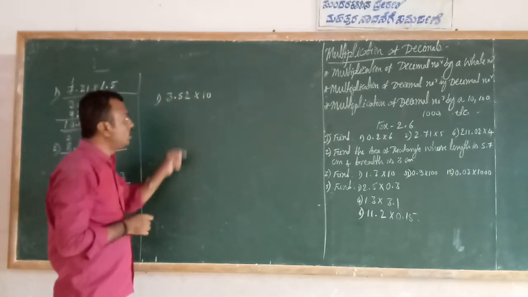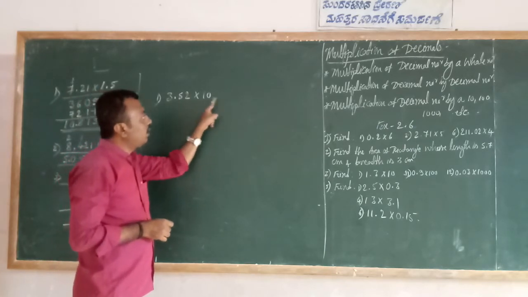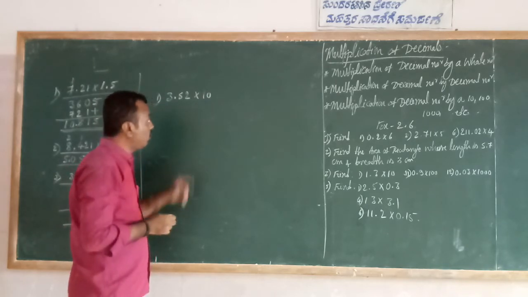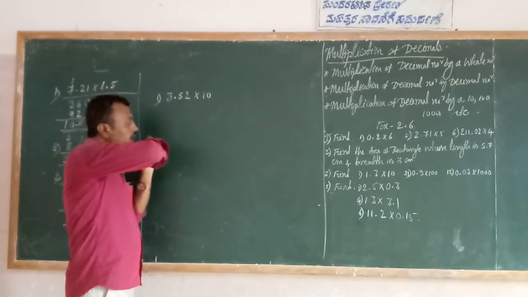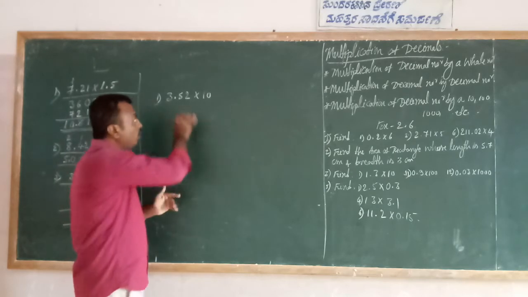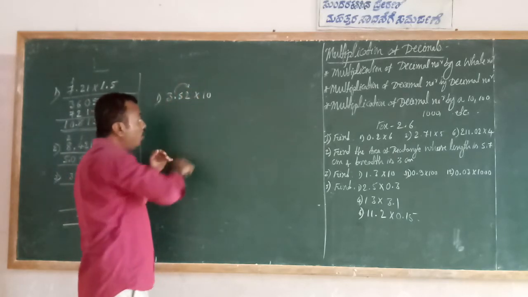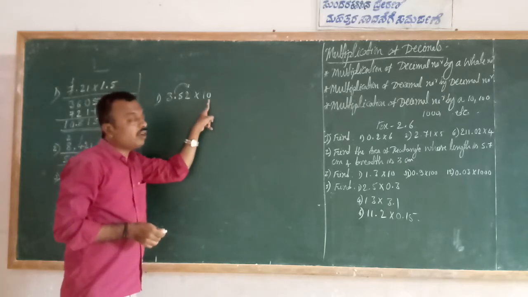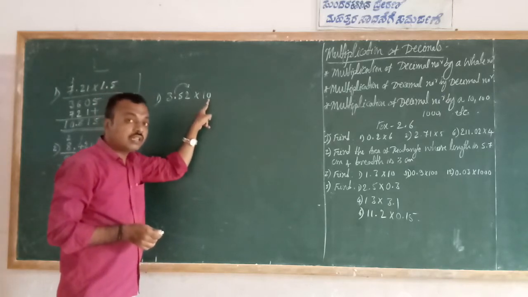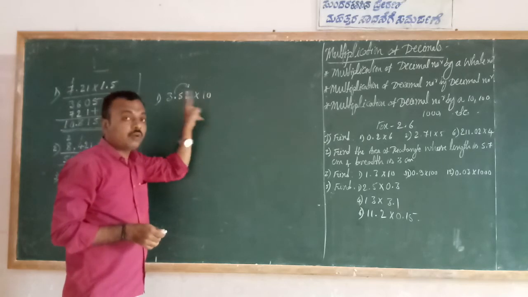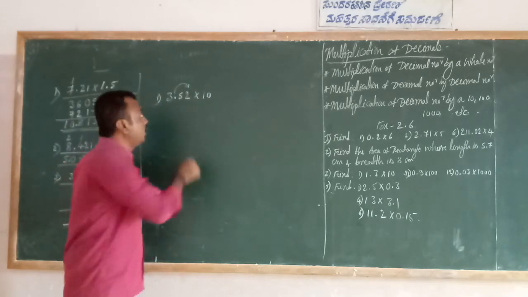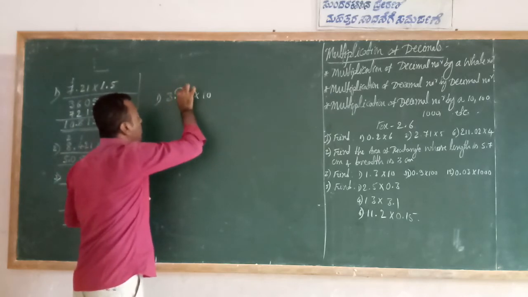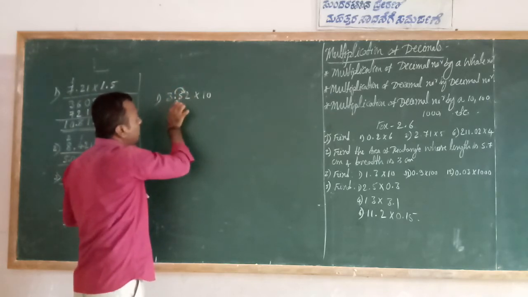Very simple, students. When you are multiplying by 10, 100, 1000, etc., the point is shifted to the right side. How many digits is it shifting? It depends on the number of zeros. How many zeros are in the multiplier? It is only 1 zero. That's why the point is shifted by 1 digit only. The point will come here only.